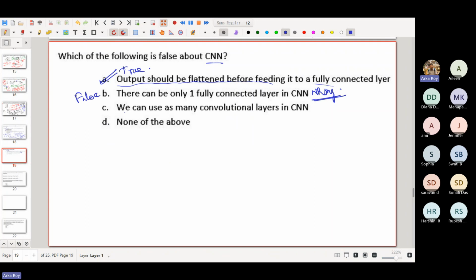Okay. So option C is we can use as many convolutional layers in CNN. This is true because we can actually use as many convolutional layers. You'll see that when ResNet came, it had probably 4 to 5 convolutional layers. Then when VGG came, it had 16 layers, out of which 13 were convolution layers. When ResNet 18 came, it had 18 convolutional layers, then many variants, ResNet 50, even ResNet 101.